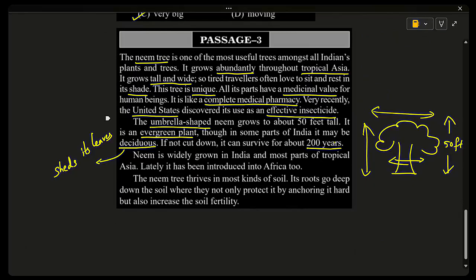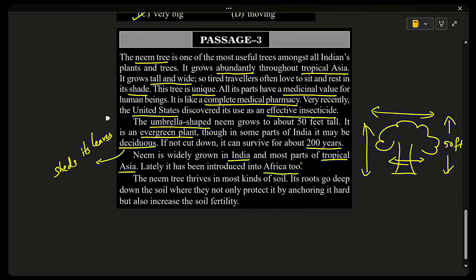Neem is widely grown in India and most parts of tropical Asia. So this I have already given in the first paragraph. They are mentioning India because India also comes under the tropical region. We have a high amount of temperature in summer. So tropical Asia, not only India, outside India also in Asia, wherever tropical regions are there, this is widely grown. Lately, it has been introduced into Africa too. In the beginning it is not there in Africa, only in Asia. But lately it was introduced to Africa also, and in Africa also these trees were grown.